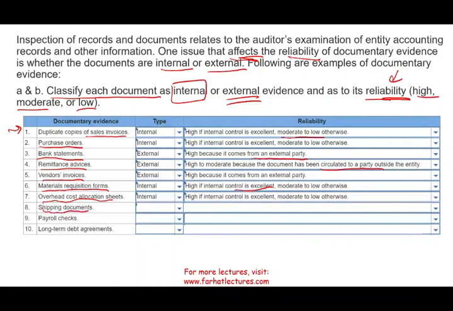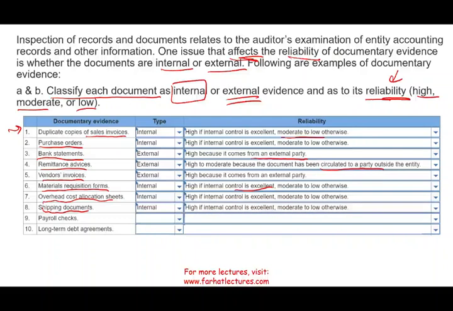Shipping documents. Who ships the items? The company ships the item. Therefore, the shipping document is internal. Same exact thing. Once you are done with that table, you are going to ship it. Well, if the internal control is high, I would rely on your shipping documents as good evidence. Otherwise, I don't.